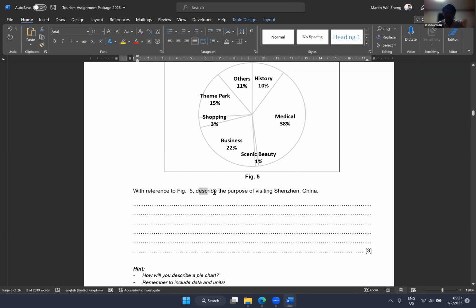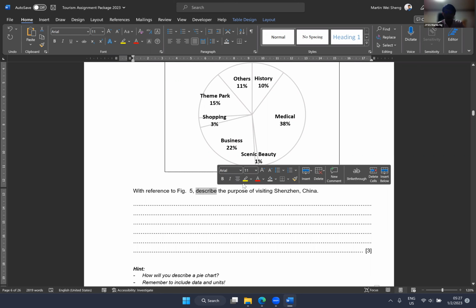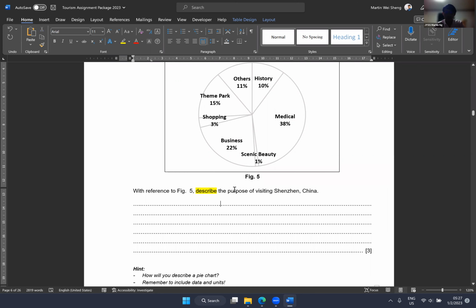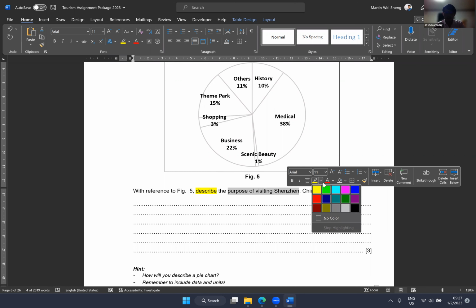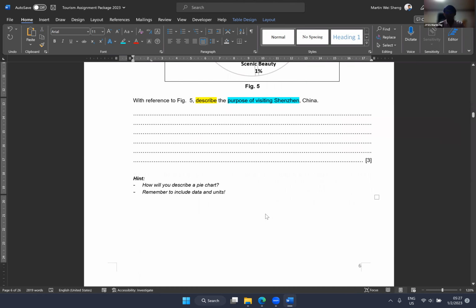It's worth 3 marks. Make sure you give 3 different observations that are supported by evidence from the pie chart. Make sure you give the data to support the observations made.